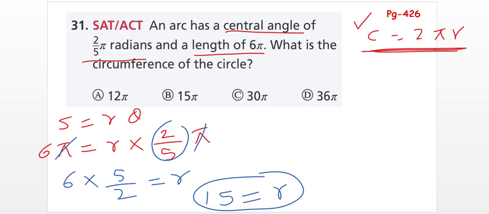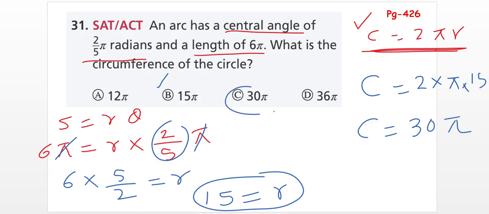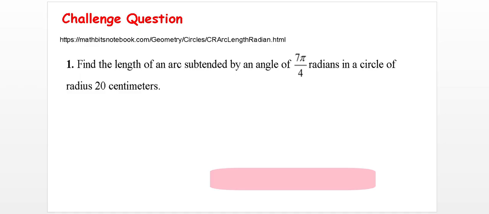15. Right? Now what most of the students do, they quickly do not realize that actually they have to find the circumference. They circle this B part here. No, we are trying to find the circumference, so you replace this r by 15, so it will become C equals 30 pi. So this will be the correct option. Is that clear? Let's see what we have next.